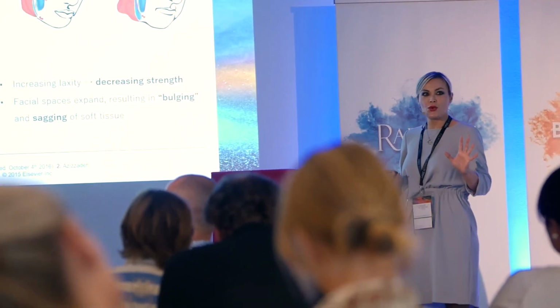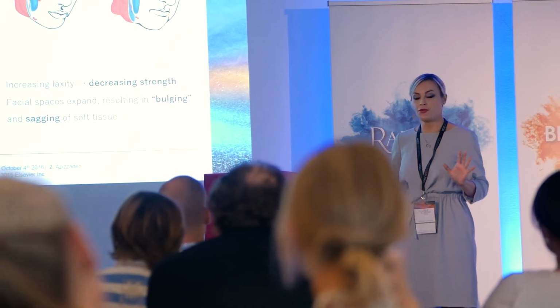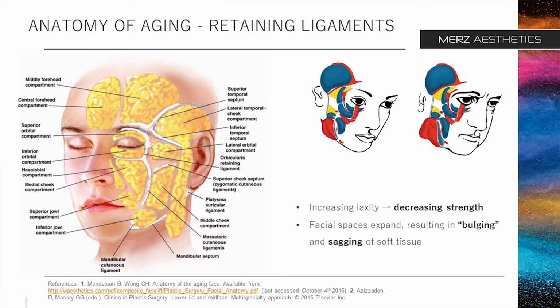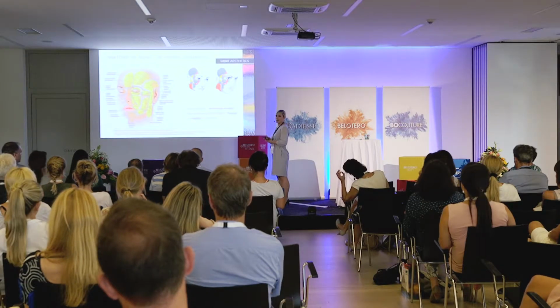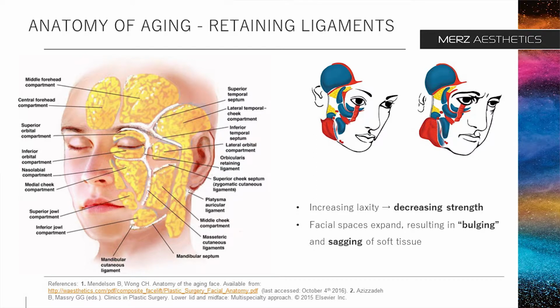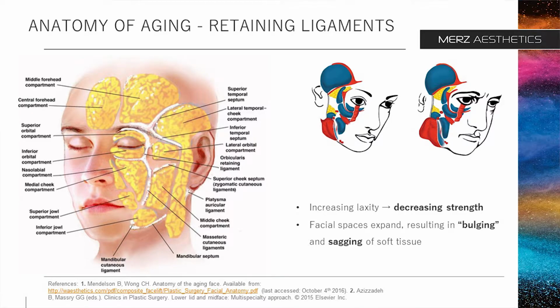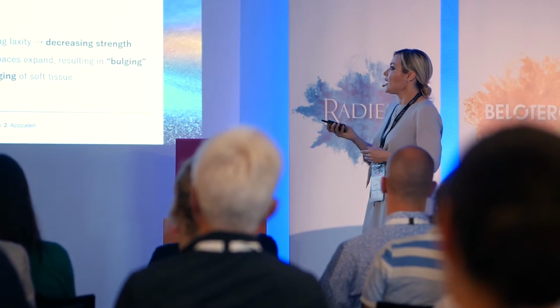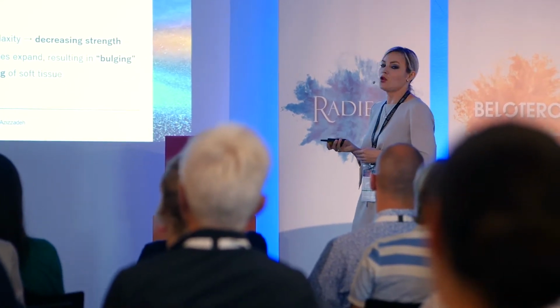Just to quickly remind you, the main retaining ligaments that are interesting for us are in the forehead, so upper third, the superior temporal septum along the temporal fusion line, and inferior temporal septum. The orbicularis retaining ligaments along the orbit. And then you have the zygomatic cutaneous ligament or McGregor's patch in its lateral thickened part. And then you have the masseteric cutaneous ligament or deep lateral septum. And then the maxillary cutaneous ligament or medial cheek septum, and the mandibular ligament at the level of the pre-jowl sulcus.